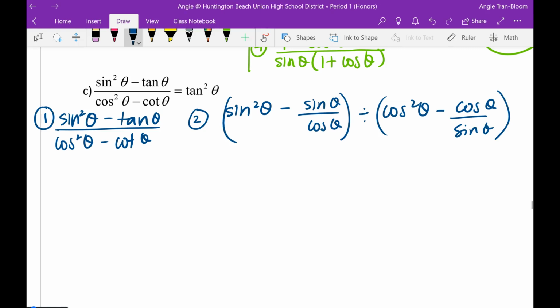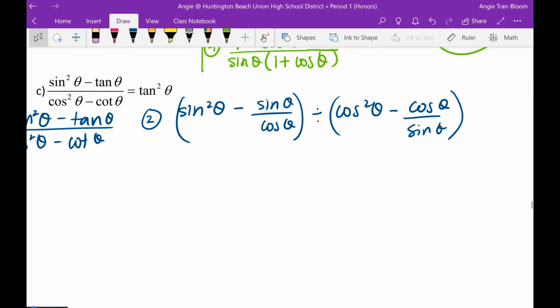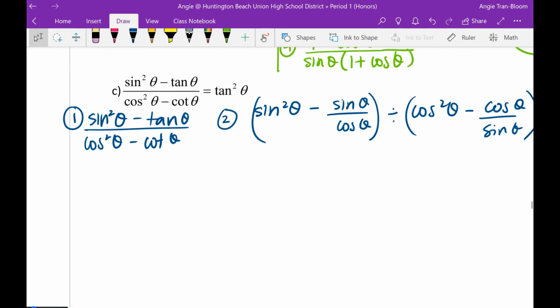What do you do? Would you then multiply both parentheses by cosine and sine? Multiply both by cosine and sine for a common denominator. Oh, find the common denominator? Yeah. Okay, let's do that. Yep, let's try that.